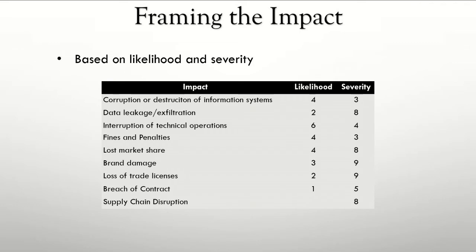All right, so we talked about what's the big impact for us. Let's frame it. What do you think is the worst? So we have our likelihood and our severity, kind of like we saw before, our likelihood and our impact. So any one of these things will result in the biggest impact, which will be reputational damage. Which one could have the most? We think corruption or destruction of our information systems probably could. Data leakage could too. Again, look at the bottom, supply chain disruption: completely severe, but not very likely.